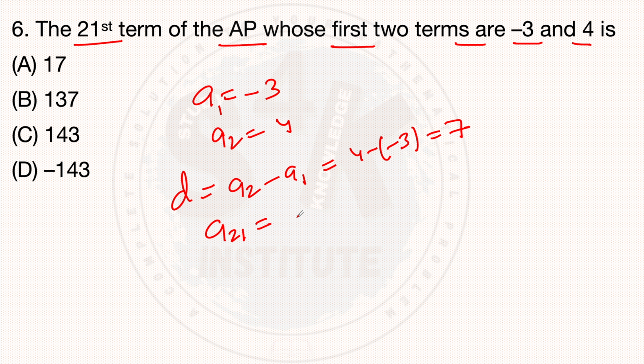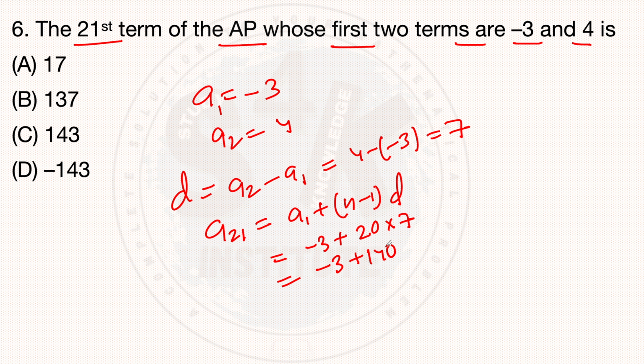A21 will be A1 plus n minus 1 into D. So A1 will be -3 plus 20 into 7, that is -3 plus 140, that is 137. Okay, so answer is B. Let's do the next question.